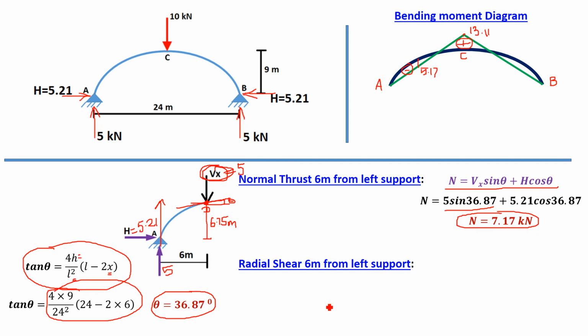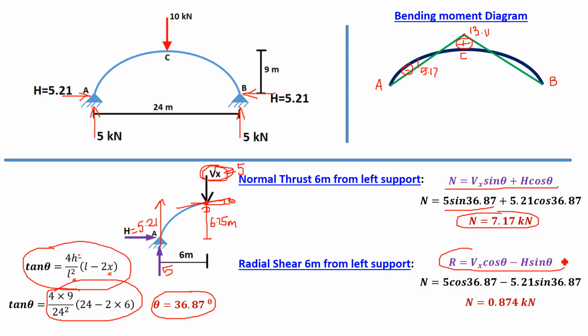Similarly, we can calculate the radial shear. The standard formula is R equal to Vx cos theta minus H sin theta. So Vx is 5 cos of 36.87 minus H 5.21 sin 36.87. So this is R actually, not N. This is the radial shear, R equal to 0.874 kilonewton. This is the value of radial shear.